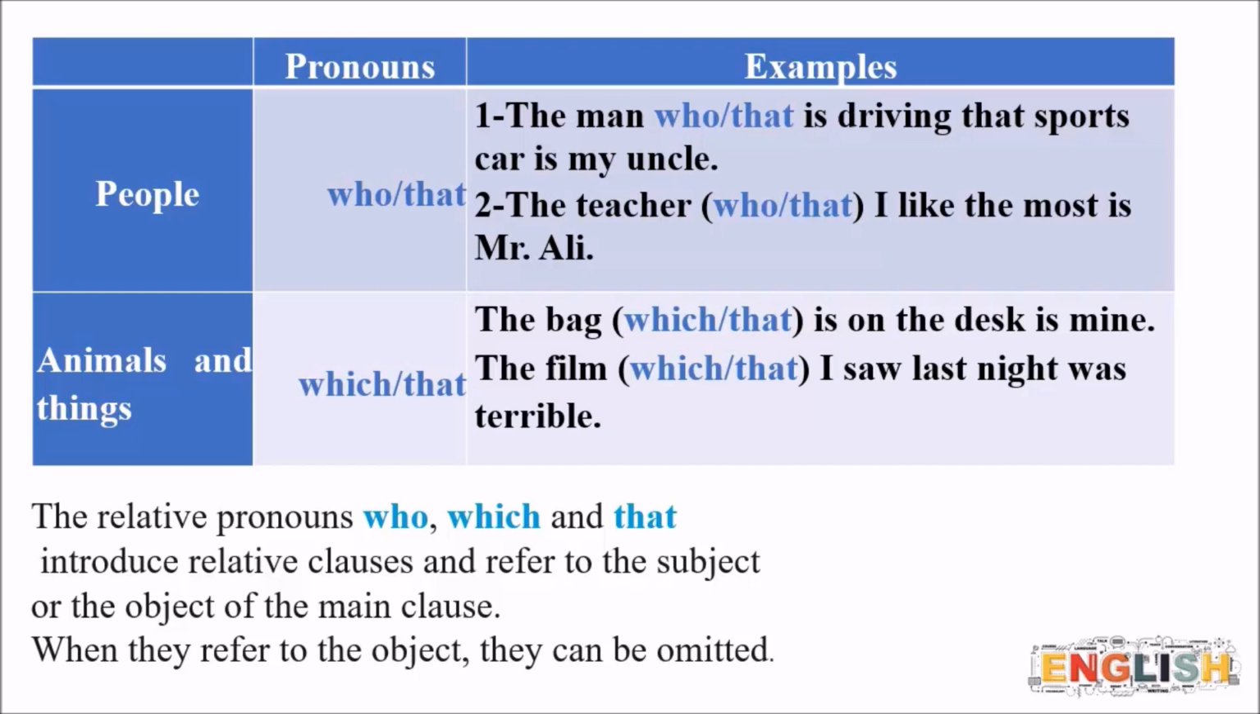So guys, the relative pronouns who, which, and that introduce relative clauses and refer to the subject or the object of the main clause. When they refer to the object, they can be omitted. Does it make sense?